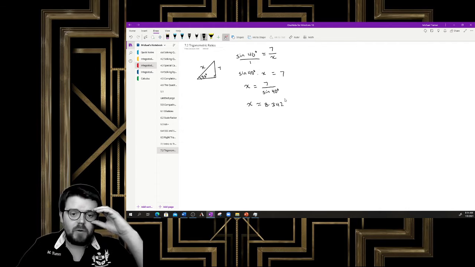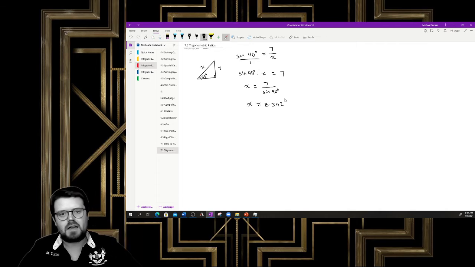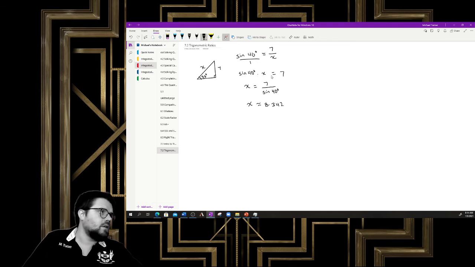Obviously here in this example, I wasn't given any unit of measurement, so I can just put that value. But if it had said, let's say 7 inches, then be sure to put inches as well in your answer for that value. Okay, that's one example.